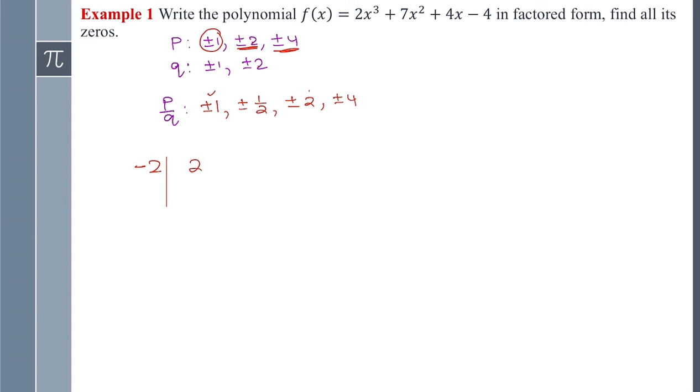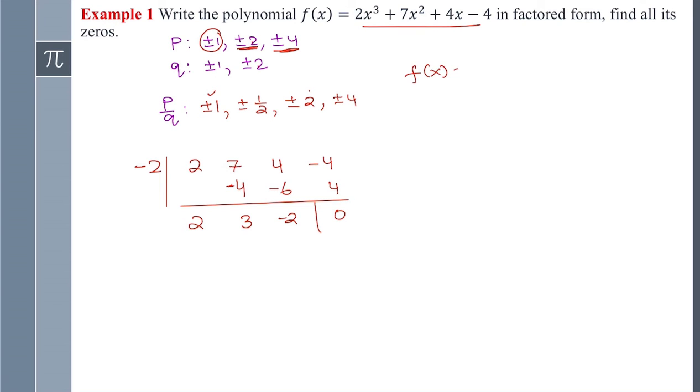So we have 2, 7, 4, negative 4, and then we'll draw this line right here, and drop down 2. 2 times negative 2 is negative 4. When we add them, we get 3. 3 times negative 2 is negative 6. When we add them, we get negative 2. Negative 2 times negative 2 is positive 4, and 0. This verifies that negative 2 is a zero of the polynomial because we got the remainder as 0. Now, instead of writing this polynomial, we are going to write f of x equals, the first factor is, the zero is negative 2, so that means the factor is x plus 2.